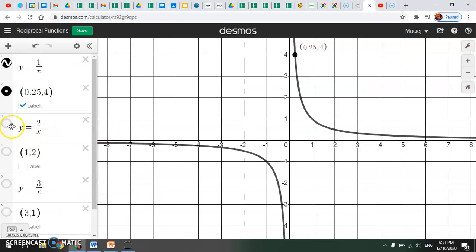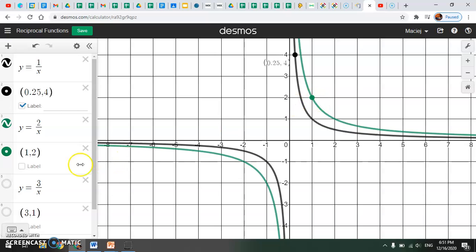Let's try that with the second one. y equals 2 over x. Here's the second reciprocal function. Here's a point on it. (1, 2) is a point on that graph right here. And what happens when you multiply x and y there? 1 times 2 gives you 2, which means we're getting the top number in the reciprocal function.